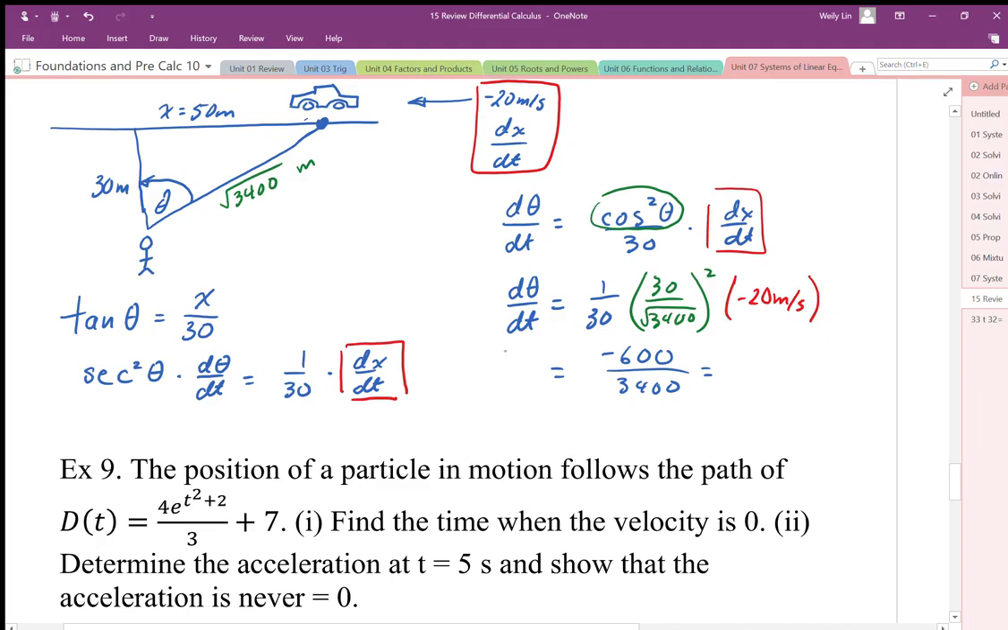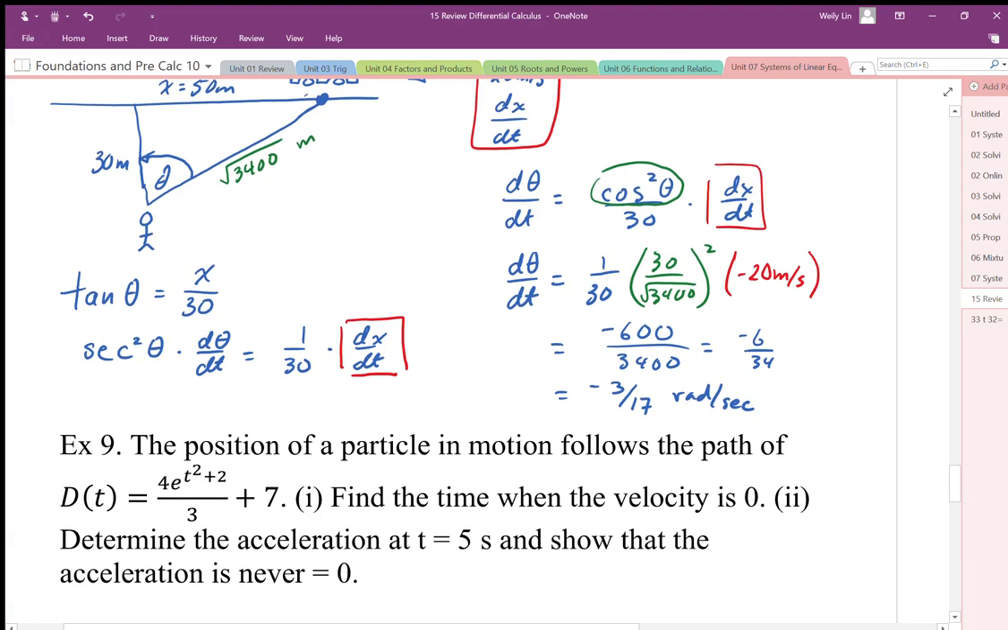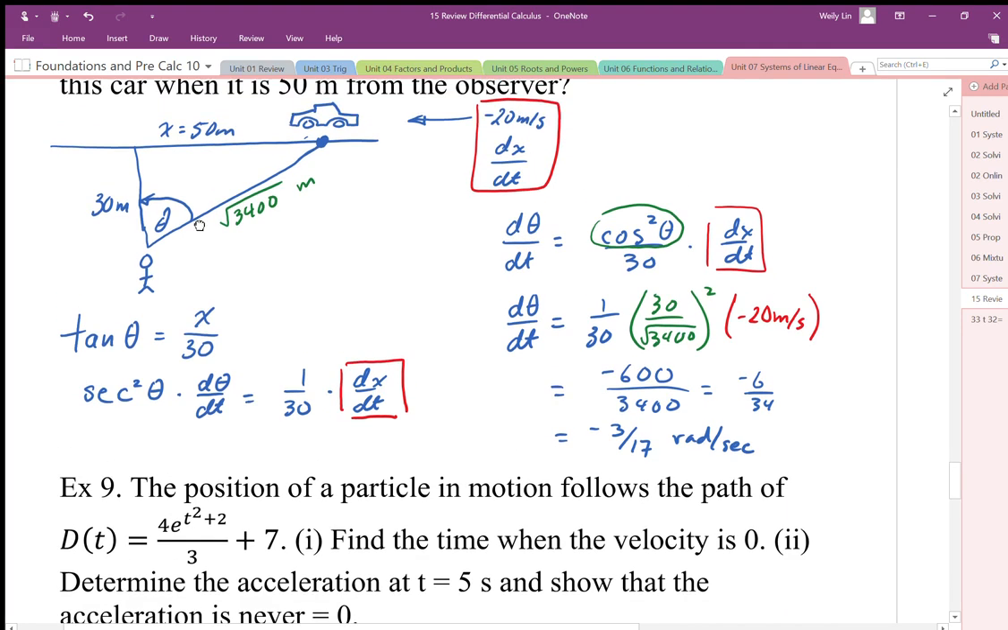And so when I work this out, to simplify this, well, let's see here, it's going to be negative 60 over 340. Negative 6 over 34, and we can simplify that to negative 3 over 17 radians per second. Okay, so there's the d theta by dt. So what's happening is that this angle is being reduced by 3 over 17 radians per second as this car moves along the road and as this observer is changing the angle at which they're observing that car.